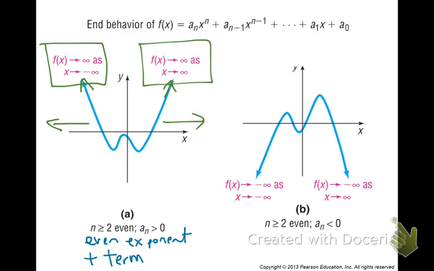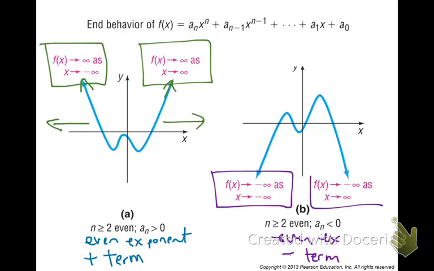And then over here, we have the even exponent, but this time our term is a negative term. So what is it doing? It's just reflecting it, right? Instead of opening up, it's opening down, similar to a quadratic. So in this case, these are the two end behaviors. As x is going to negative infinity, where is your y going? Negative infinity. And then over here, as your x is going to positive infinity, where's your y going? Negative infinity.